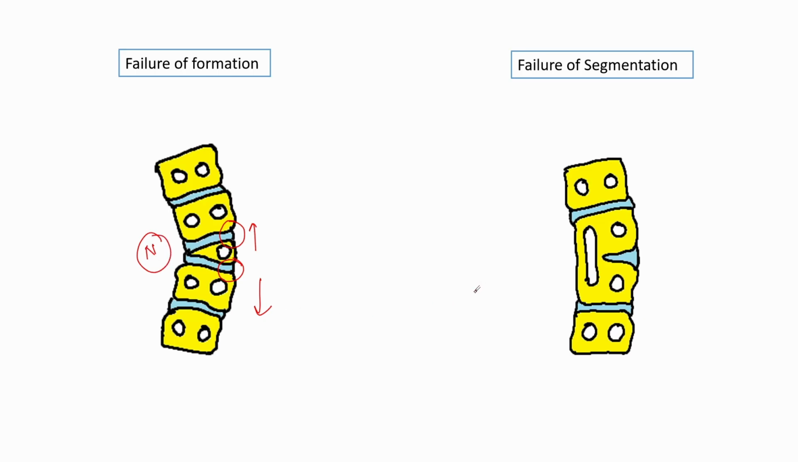Whereas in a failure of segmentation, there is a decreased growth potential on the side of the bar, whereas the growth potential of the other side is normal. So, in both cases, there is an imbalance of growth. However, in failure of formation, there is overgrowth, and in failure of segmentation, there is decreased growth of the concave side.